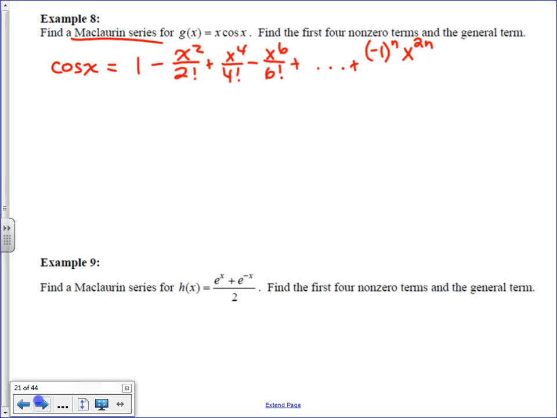Does that make sense? When n is 0, it's x to the 0, which is just 1, right? And then when it's 1, it's 2. When it's 2, it's 4. When it's 3, it's 6. Got it. All over 2n factorial.